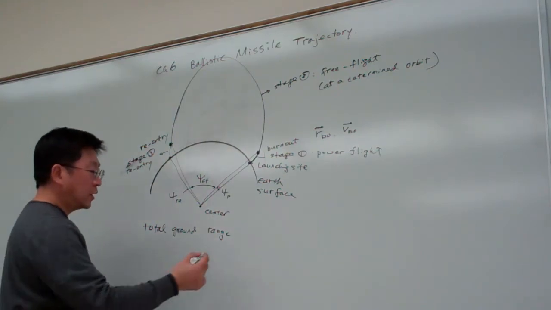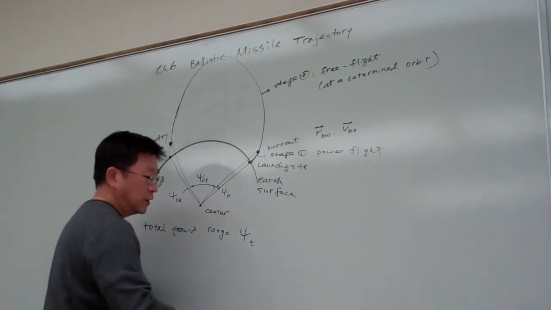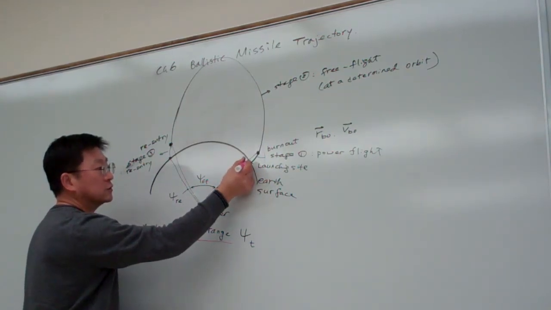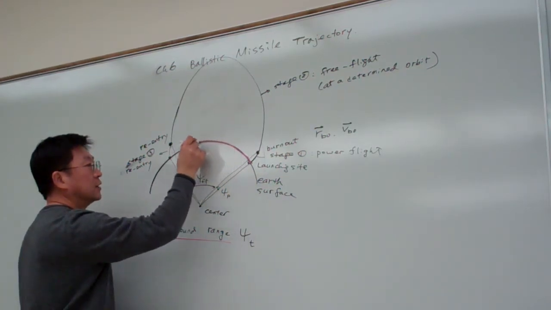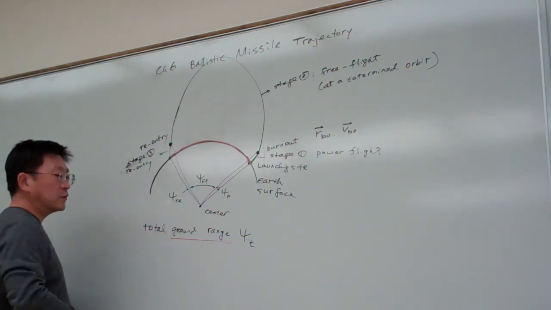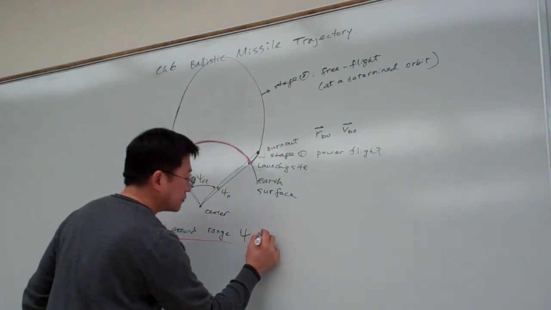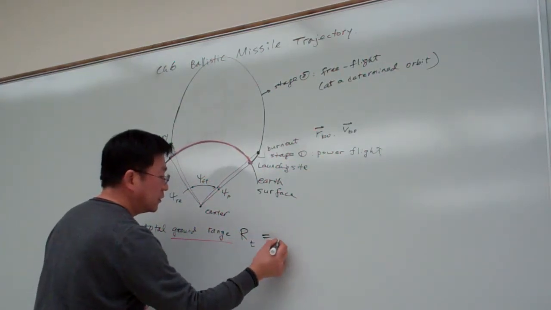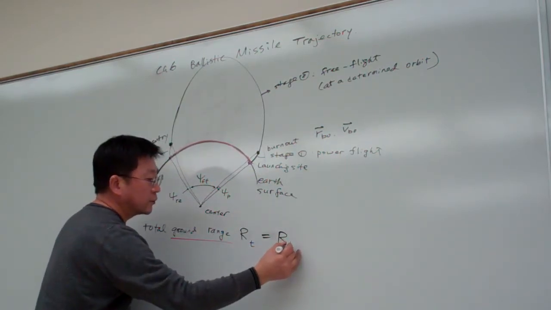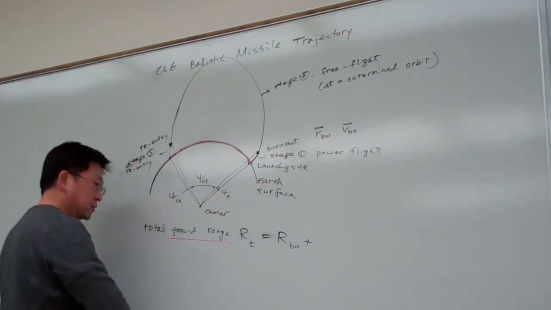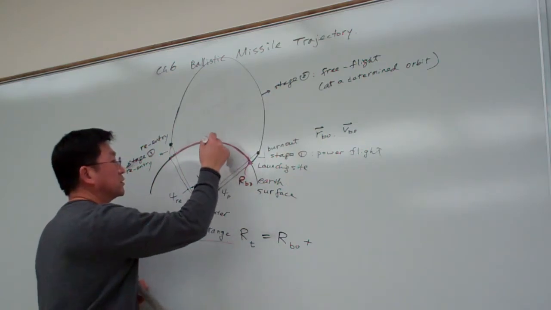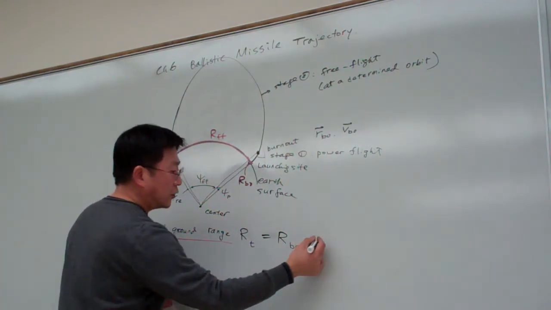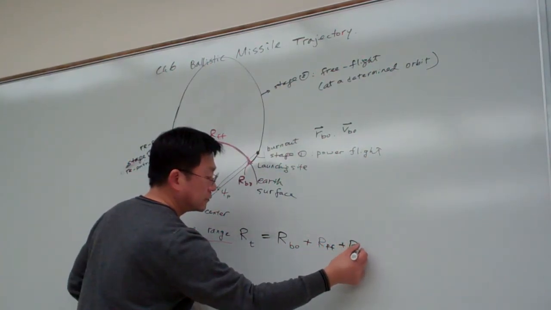So the total ground range, we define as phi T. T means total, and the ground range is a terminology meaning the distance from the launching site. This one is the first one, then the second one is this one, the third one is this one. So basically the total ground range R_T will be equal to the first one, the burnout stage, plus the second one, the free flight, and the third one, the re-entry. So this one is very simple. The addition of the geometries and re-entries.